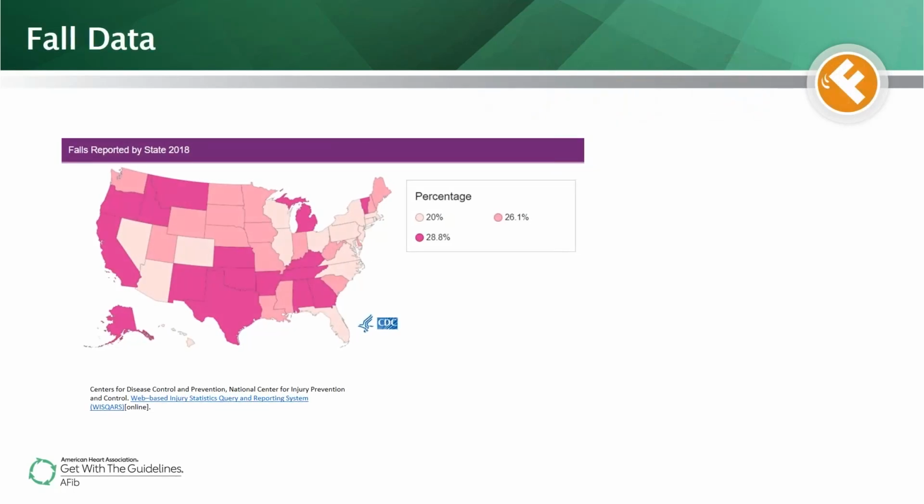So looking at some fall data here, this is from the Centers for Disease Control and Prevention from 2018. And you can see that in the US, about a fourth of people over the age of 65 report a fall yearly. That number is even higher in our nursing home population, up to 50%.